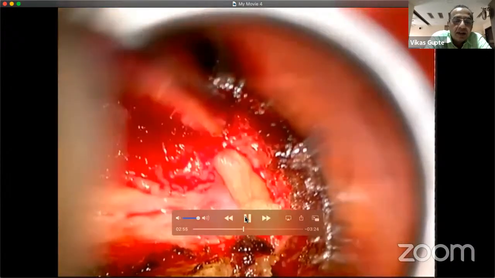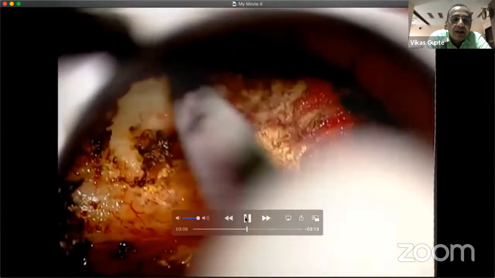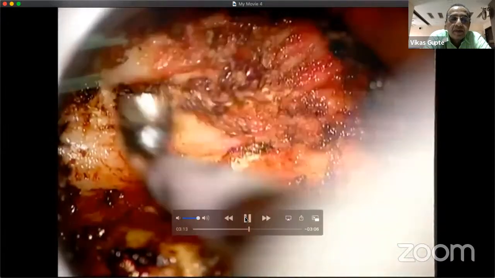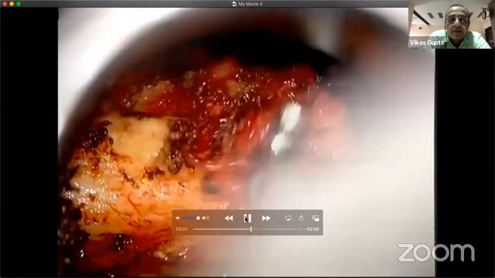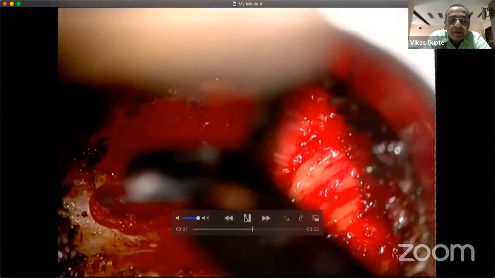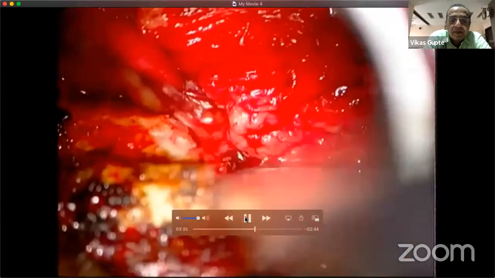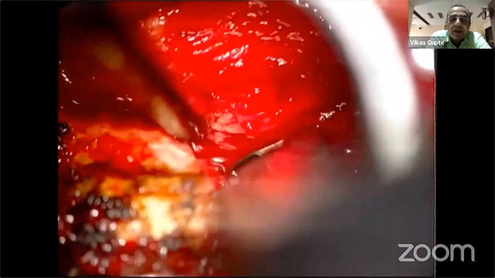So what you see now is superior facet and ligamentum flavum. I separate ligamentum flavum from the superior facet and inferior lamina. That's the yellow ligament. And then gradually remove the superior facet till pedicle margins. You can see the pedicle margins. Superior facet is removed till pedicle margins.